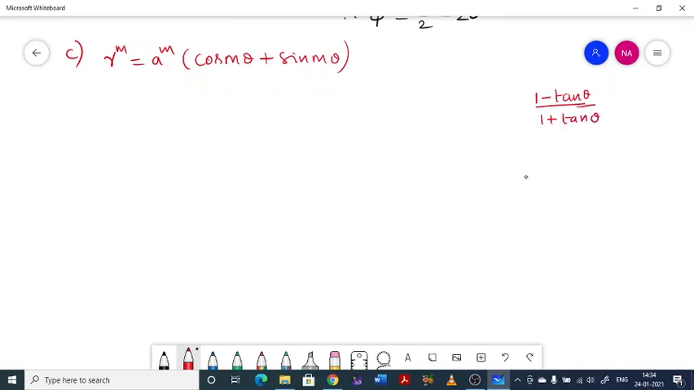Next, problem C. So problem C, it is given r power m equal to a power m times cos m theta plus sin m theta. Here you need to recall one result, that 1 minus tan theta divided by 1 plus tan theta. If there are any other method available, you can use it, no problem. It is not mandatory that you need to use only this rule.